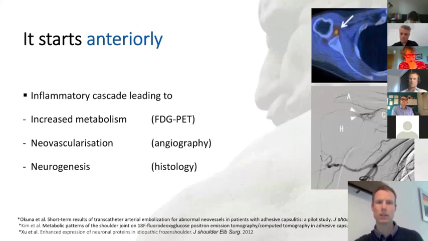Nuclear imaging studies have shown an increased metabolism at the anterior joint capsule. Angiography studies have shown new blood vessel formation at the rotator interval. And histological studies have shown new nerve growth, neurogenesis, at the anterior joint capsule as well.